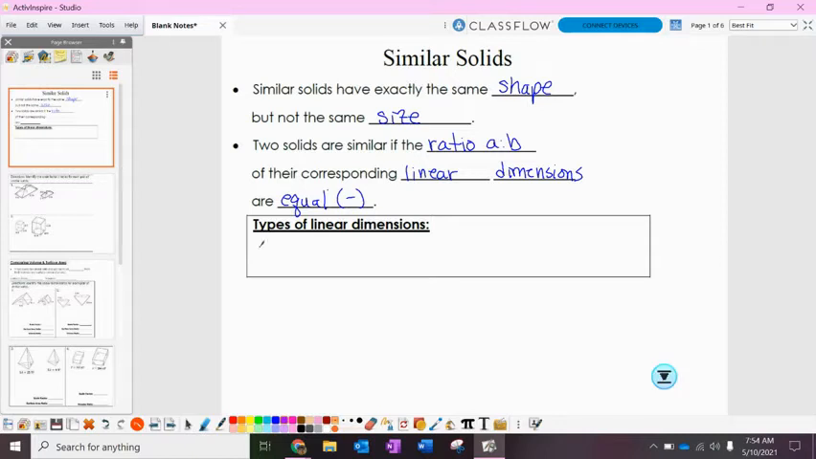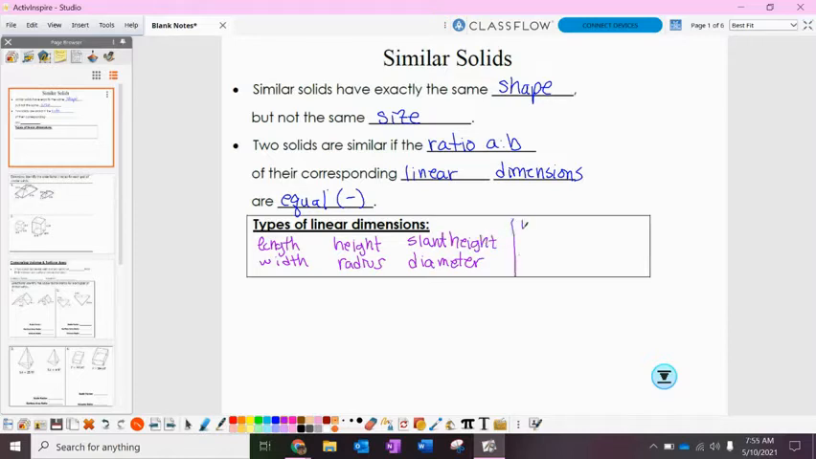Examples of linear dimensions are length, width, height, radius, diameter, slant height. So these would all be dimensions, linear dimensions of figures.